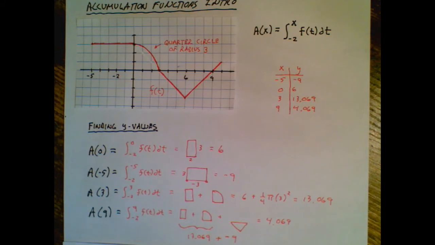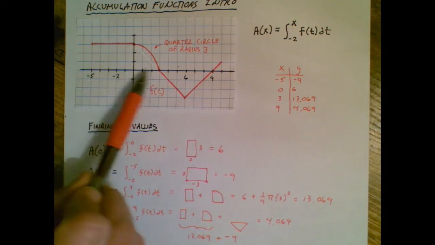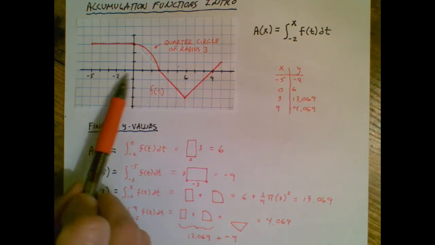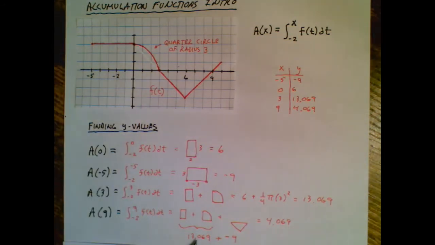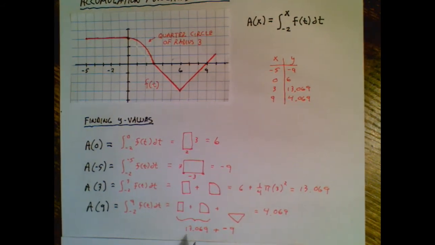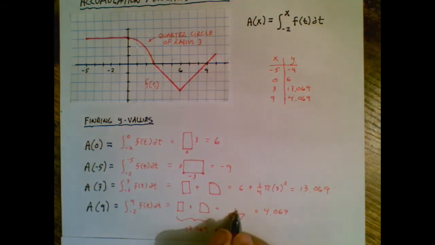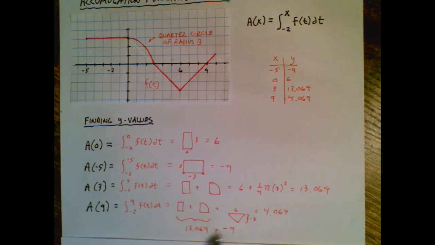And finally, if I go A of 9, that means I'm traveling from -2 all the way to 9. I've already done the -2 all the way to 3. That's the 13.069 that I just figured out. And then you would have this additional piece, this triangle down here, which is 6 units long and 3 units negative. So that's 6, and it goes -3 below the axis. So base times height divided by 2, and I put those two together and I get that y value.